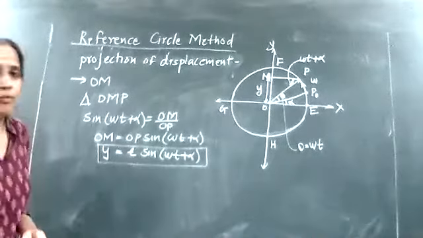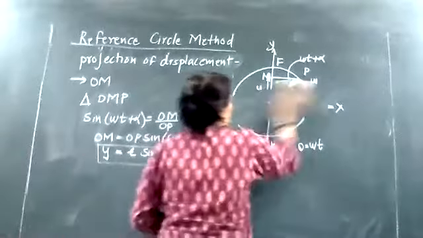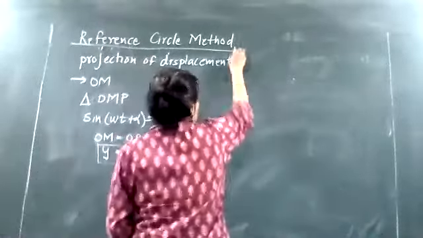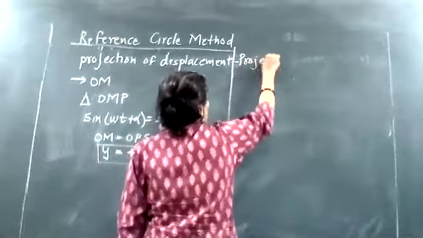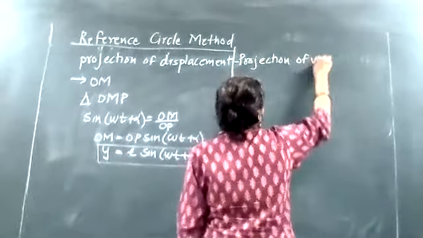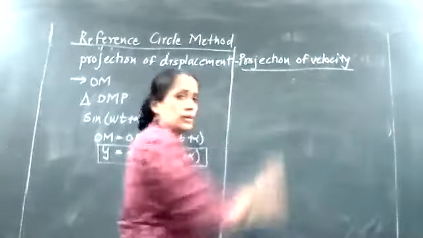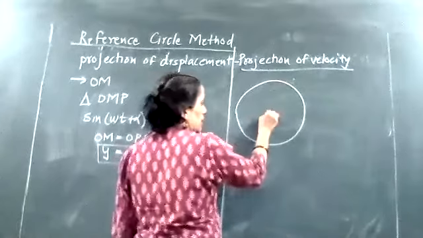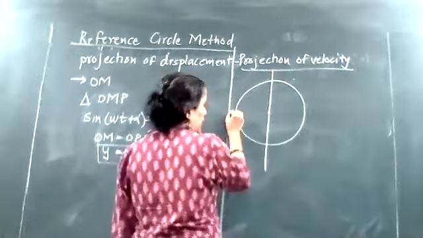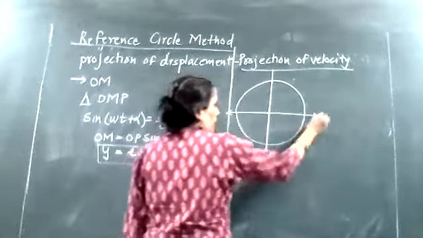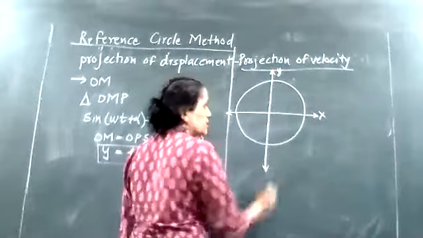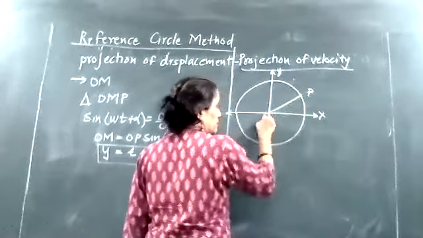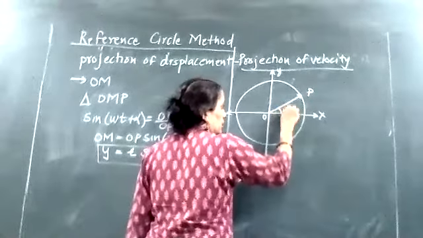Same thing I can prove for the projection of velocity. Now when I am going to consider the projection of velocity, I can say here the second part is the projection of velocity. Now for this projection of velocity, again I am going to draw the reference circle. So this is my reference circle. O is the center. From that I can draw the coordinate axes, x-axis and y-axis. Here in the previous diagram we have seen that the position vector OP is making a certain angle, which is nothing but omega t plus alpha.